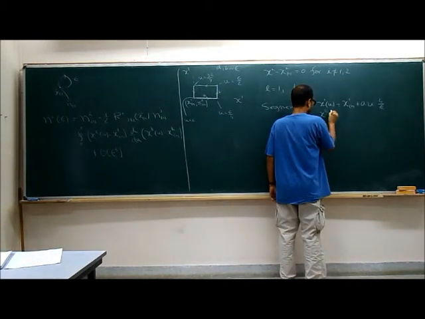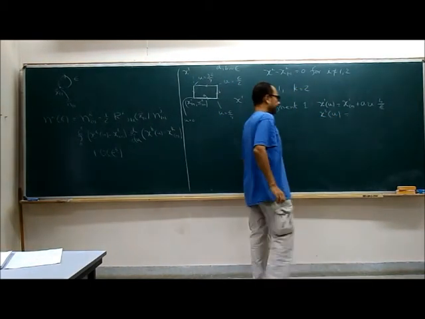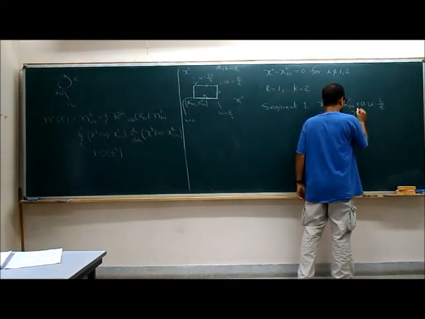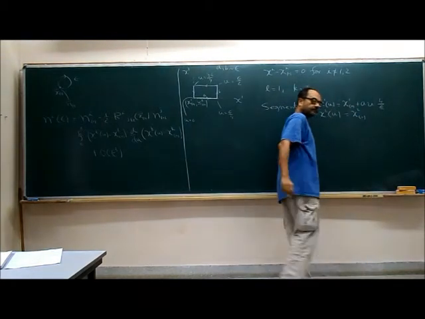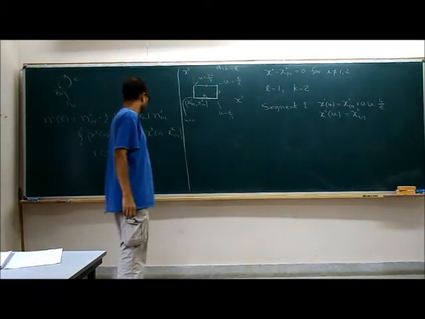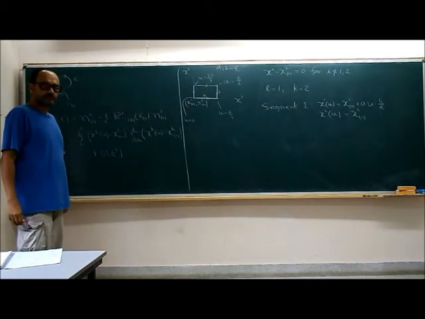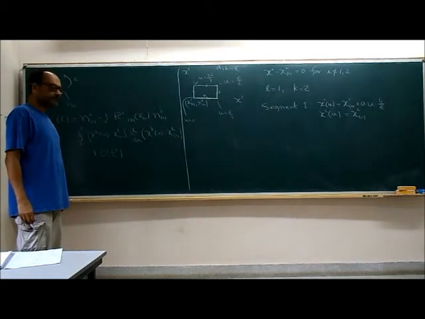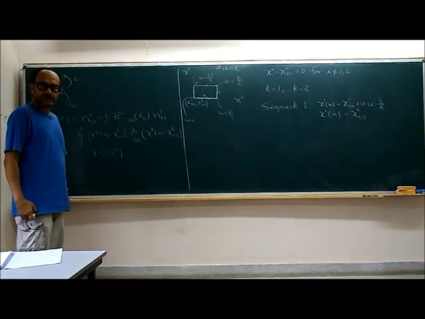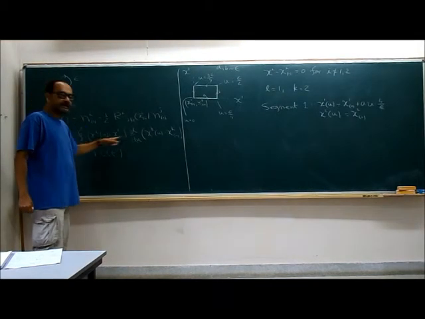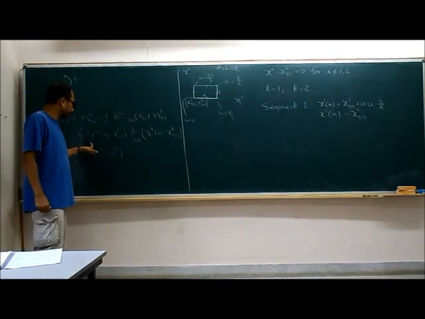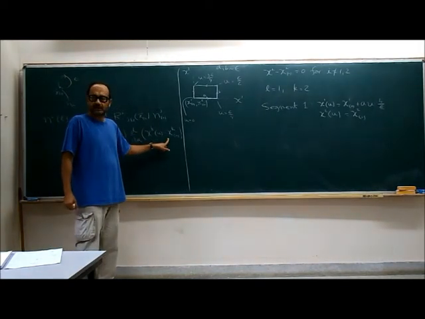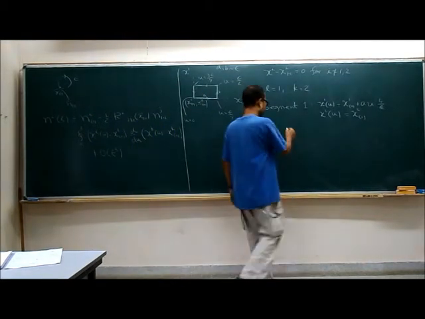x2 of u, how much is this? This is x2 naught. Is this okay? So how much will this integral be? It will be 0. Why will it be 0? Because k is 2 and x2 is a constant. k is 2, and d/du of this is 0. x2 is kept fixed, so the integral is equal to 0.